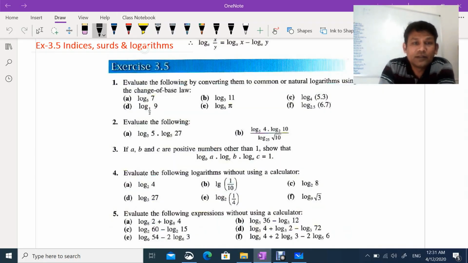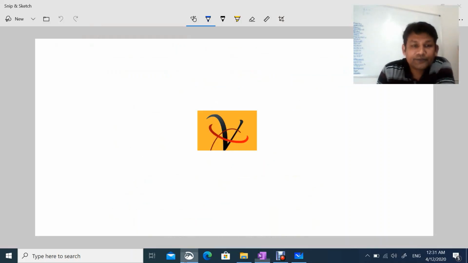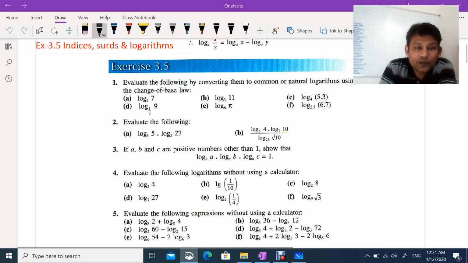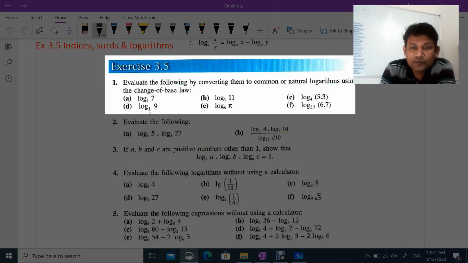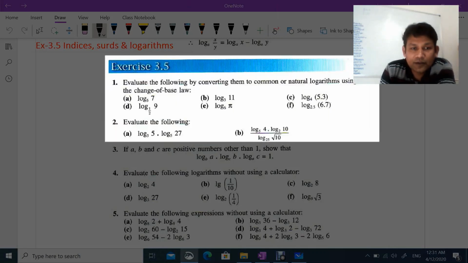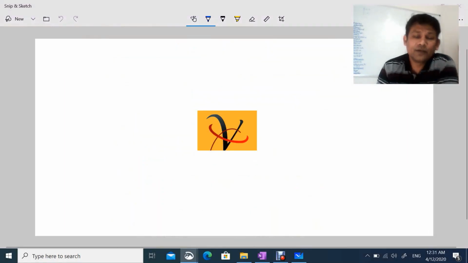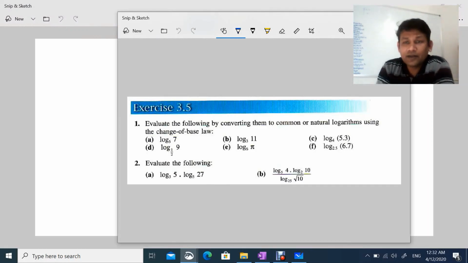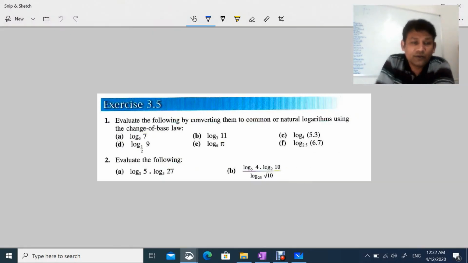Exercise 3.5. The first is: evaluate the following, convert them into common or natural log using the change of base law. I have to copy this question first and these two questions. I would like to go a little fast because in maths I have to do so many things and it takes a lot of time and makes my video long. Part 1.